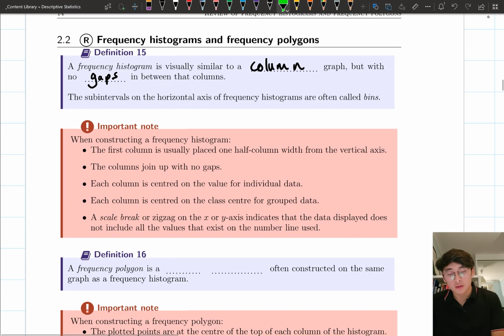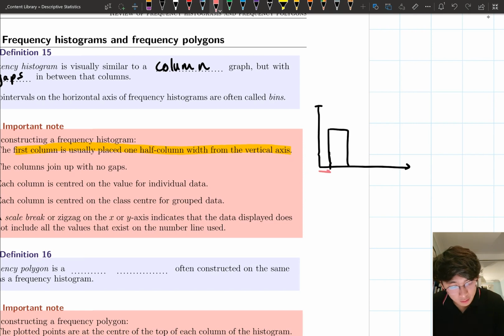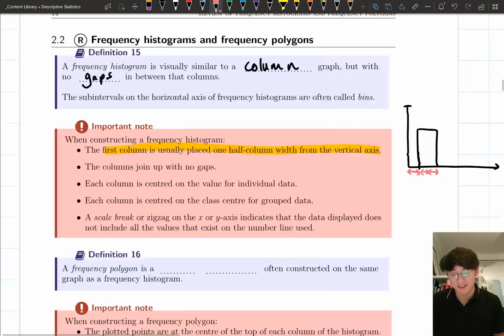Now, important notes about our histogram and a few key things that you're going to notice. When constructing a frequency histogram, the first column is usually placed 1/2 column width from the vertical axis. So when you draw your histogram, what you're going to do is when you draw your axes, so here I realize I shouldn't have any arrows going there. Actually you can. When you draw your first column, what you want to do is you want to leave a 1/2 column gap. So this is going to be half of the length of this column. And so here, when you're drawing your histogram, you want to leave a 1/2 column gap at the start.